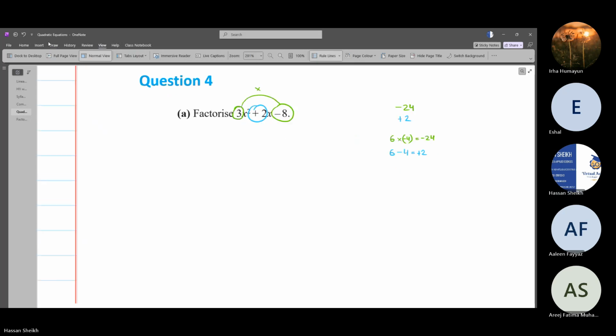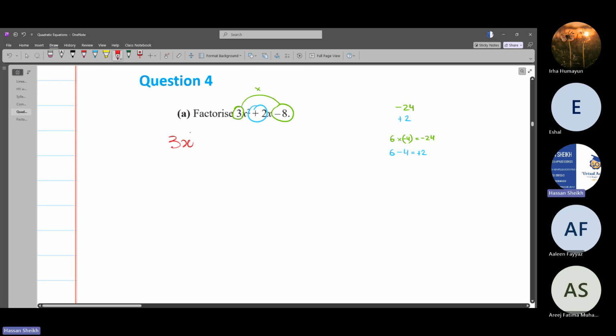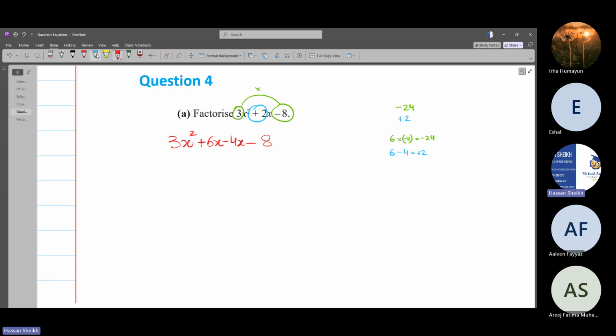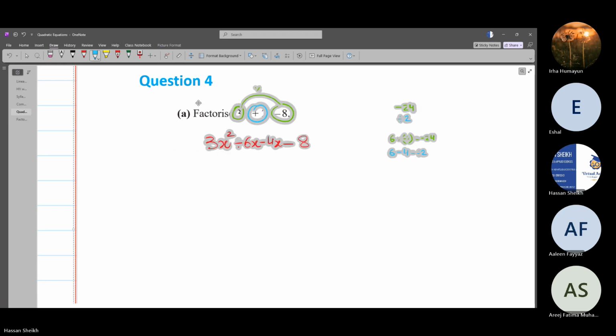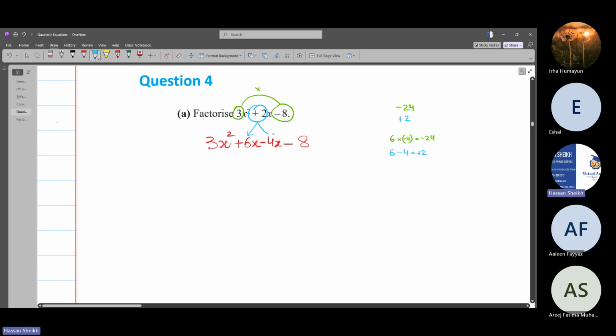Agree? So these are the two numbers we were looking for. So we write 3x squared as it is and minus 8 as it is, and we break the middle term. So plus 2x is broken down into plus 6x minus 4x. Do you agree? That's why it is called middle term break, because we break the middle term. Did we break the middle term?